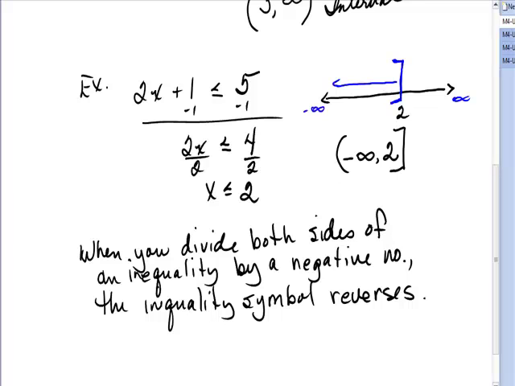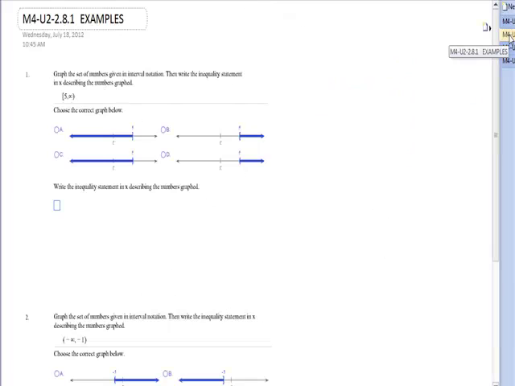It only happens when you divide both sides by a negative number. Okay, and we'll see that somewhere in our exercises. All right, the first one. These are just checking to see if you understand the different notations. There's no solutions here, or nothing to solve. It says, graph the set of numbers in the given interval notation, then write the inequality statement.